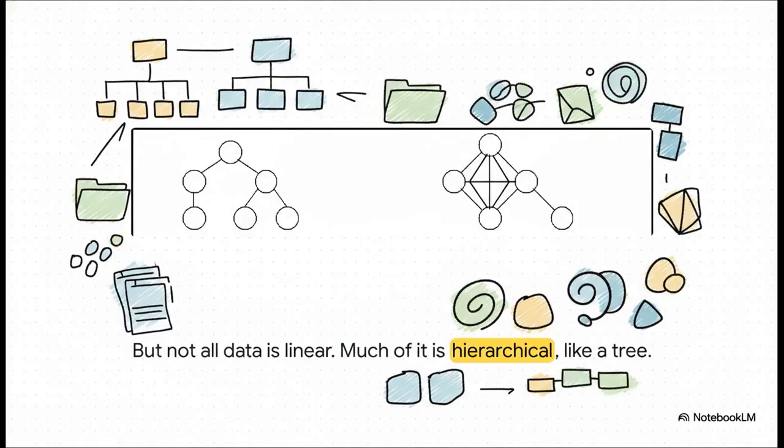But here's the catch. Real-world data is rarely that simple. What happens when it's not in a straight line? What if it's messy with branches and all these complex relationships, like a family tree or even the files and folders on your computer? That simple binary search trick doesn't work anymore. We need a whole new kind of structure.